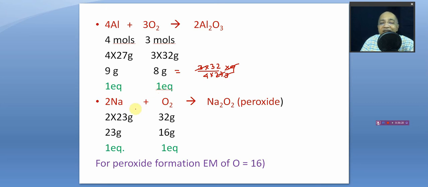Right? Similarly, let's take this reaction, the peroxide reaction. Sodium reacts with oxygen to give sodium peroxide. Deliberately I have balanced it to show you that in terms of mole it is 2:1. 2 moles of sodium reacts with 1 mole of oxygen. But we will prove that in terms of equivalent it is 1:1.